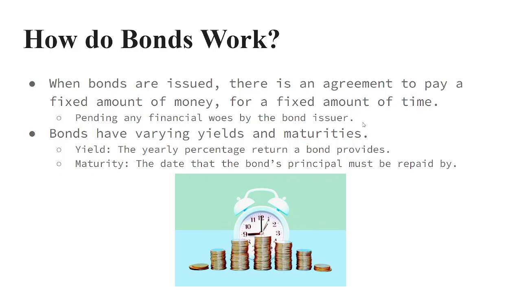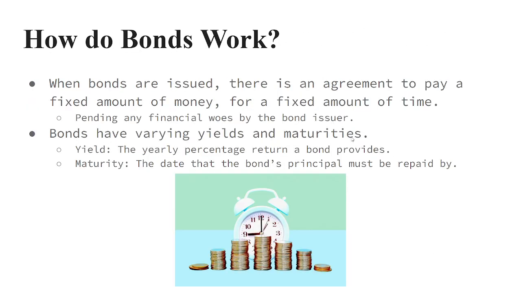So how do bonds work? When they're issued, there's an agreement to pay a fixed amount of money for a fixed amount of time. That fixed amount of money is known as the principal, and that fixed amount of time is known as the maturity. Bonds are always paid out except when there are any financial woes by the bond issuer. Bank loans always take precedence over bonds, so if a company goes insolvent, they will have to pay back their loans before they have to pay back their bonds.